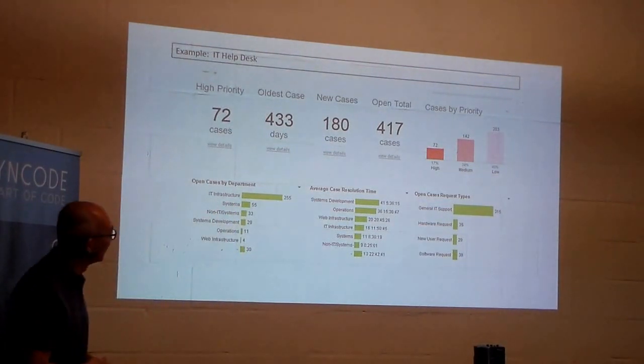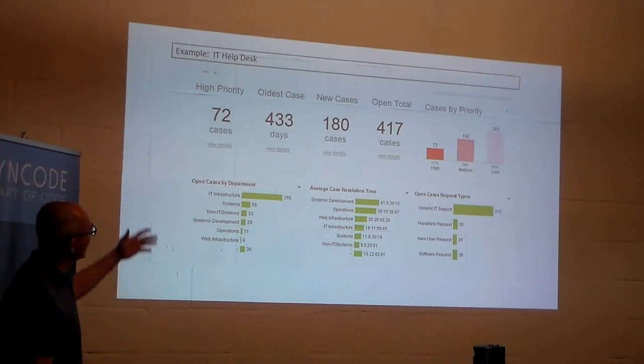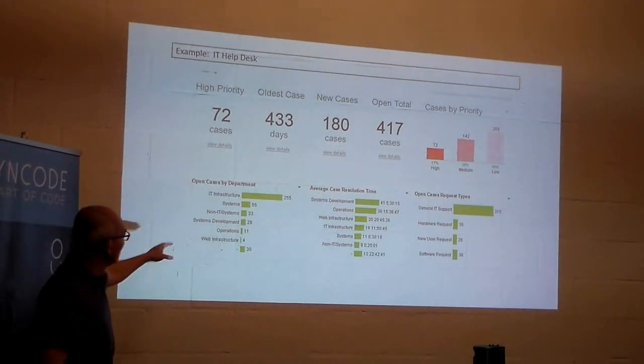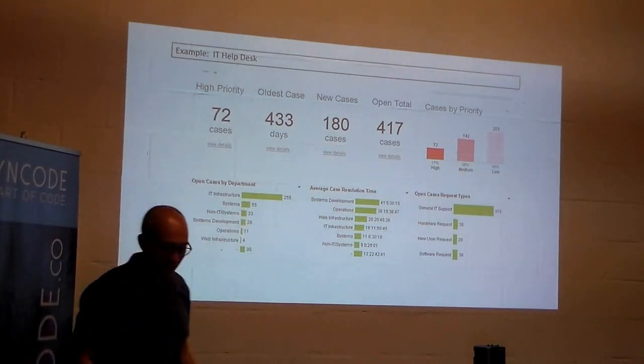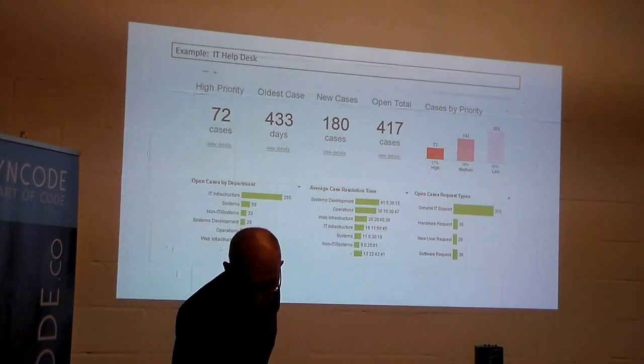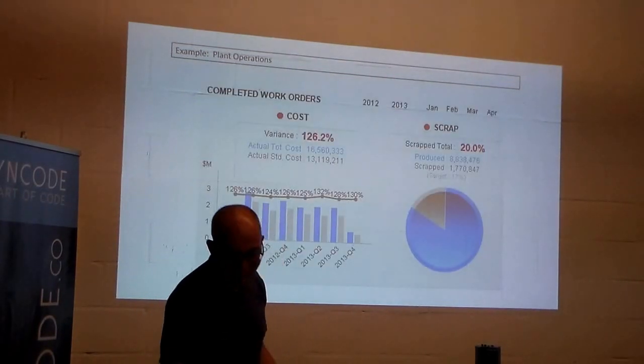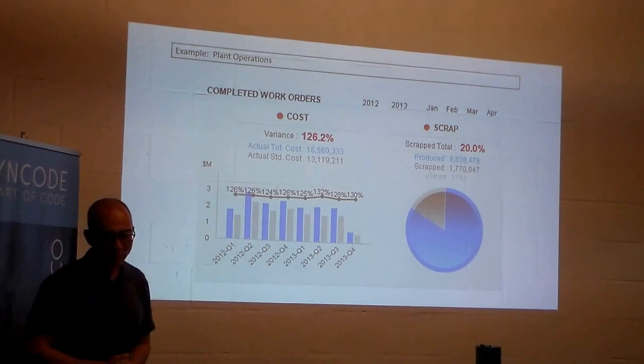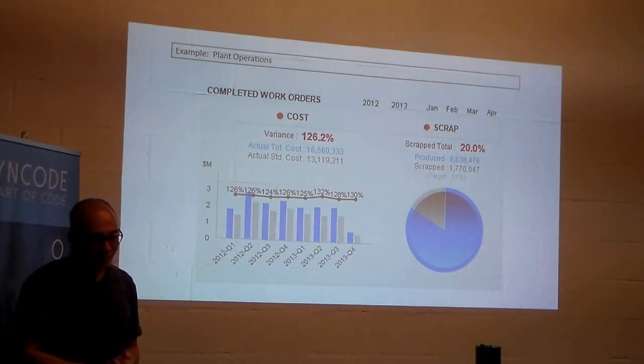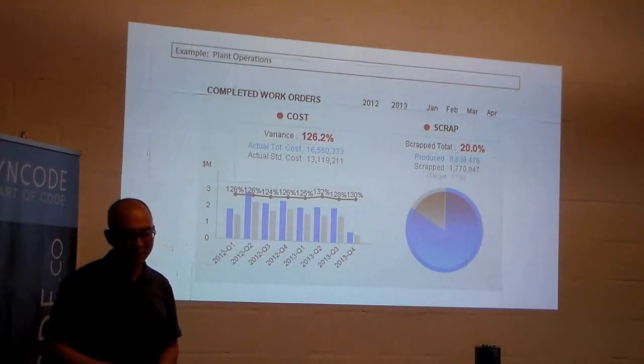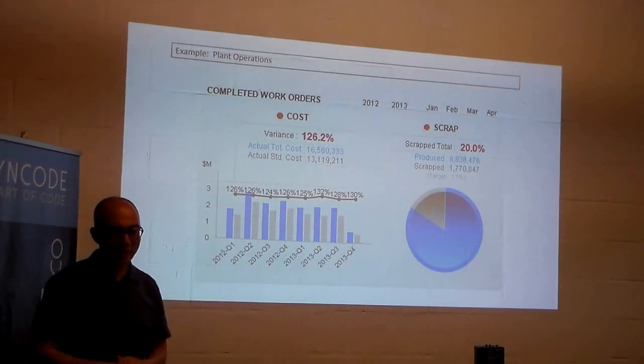Nice fancy dashboard with different cases and, whatever the case might be, resolution time. Again, nice. What can you do with that? Plant operations. Some of you guys are involved in the plant. You have costs, you have scrap, you may have a lot of different things going on.